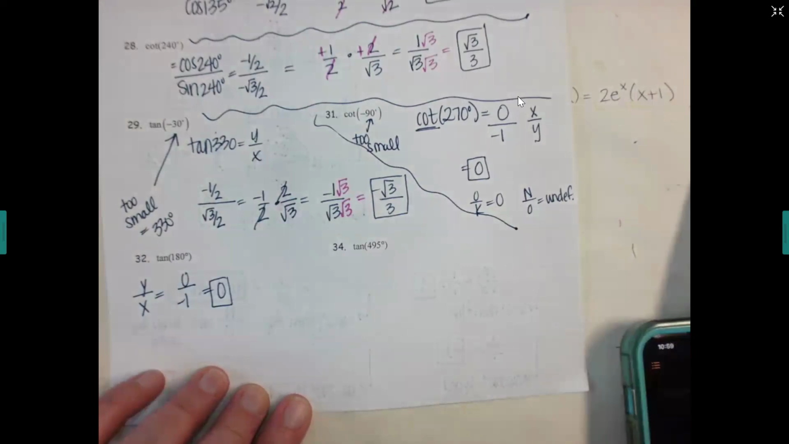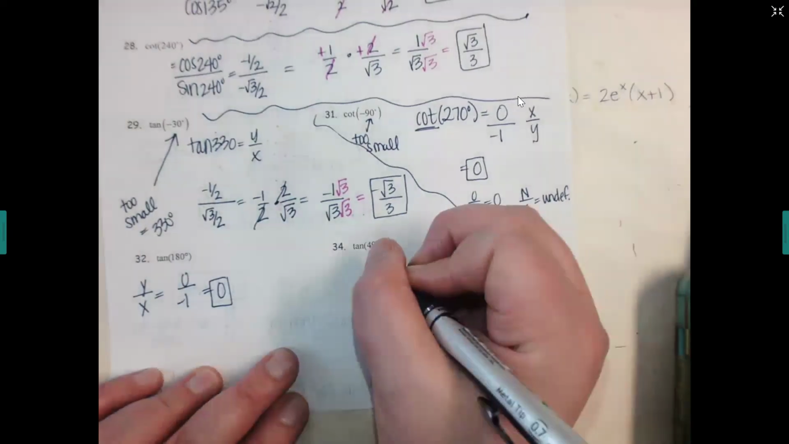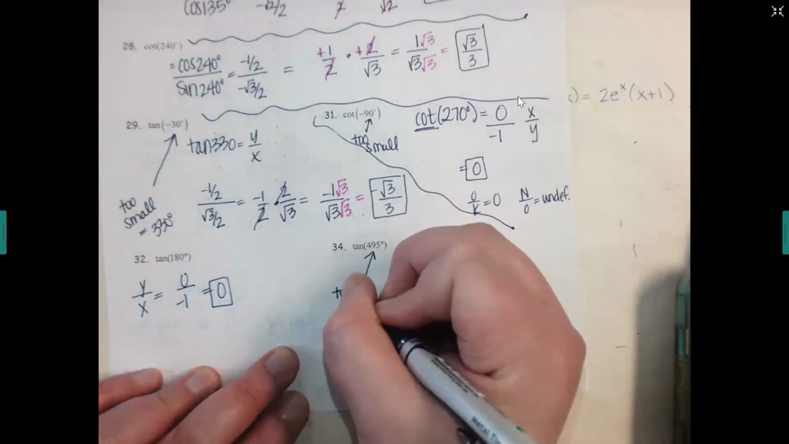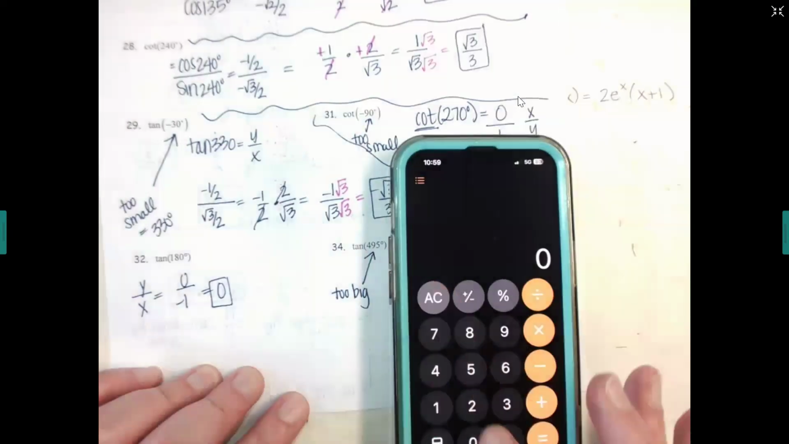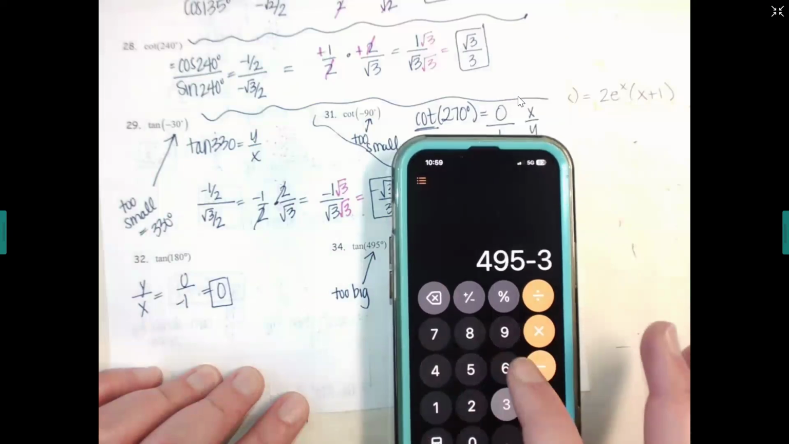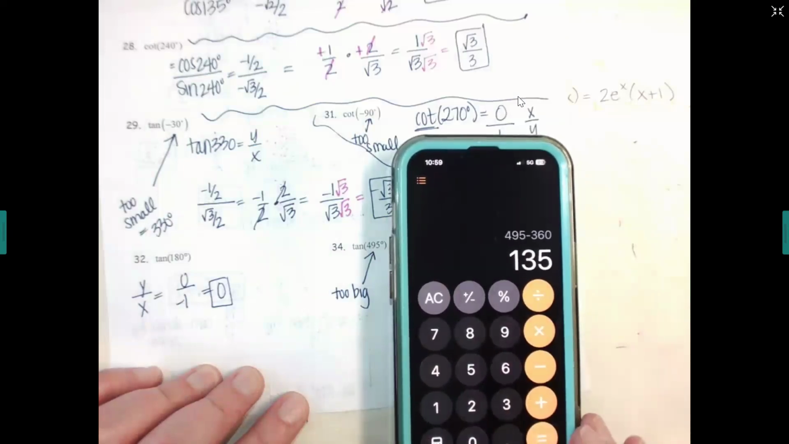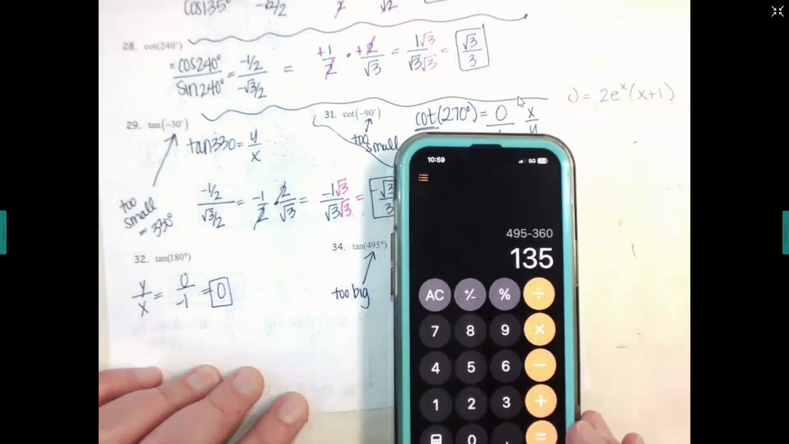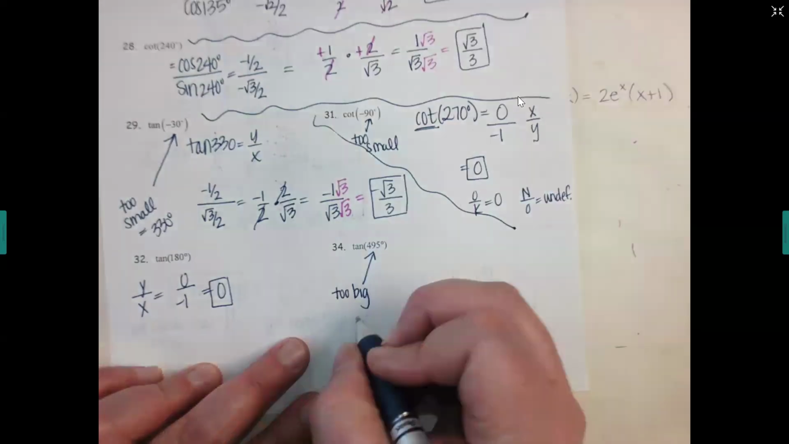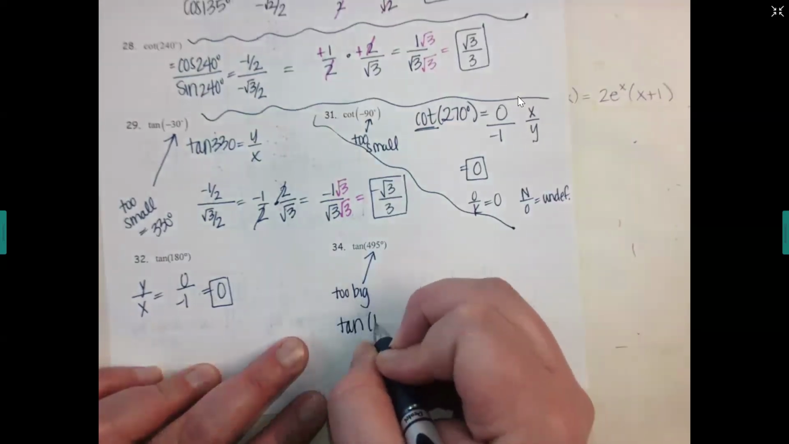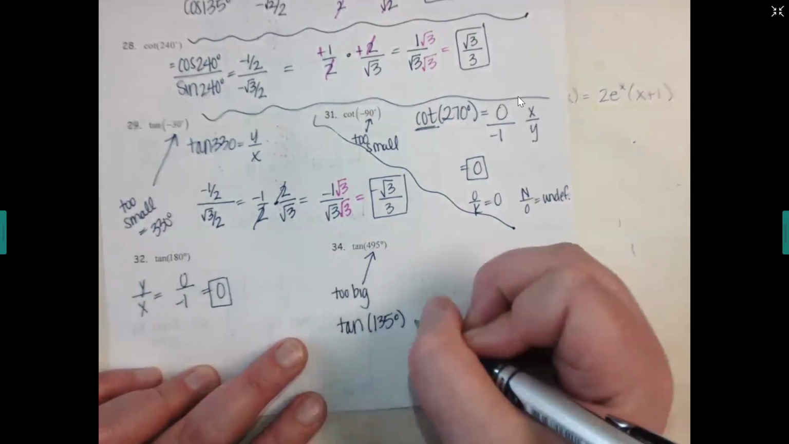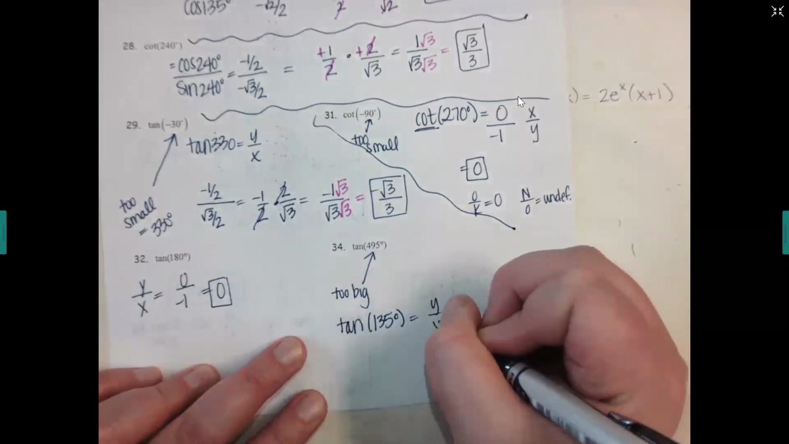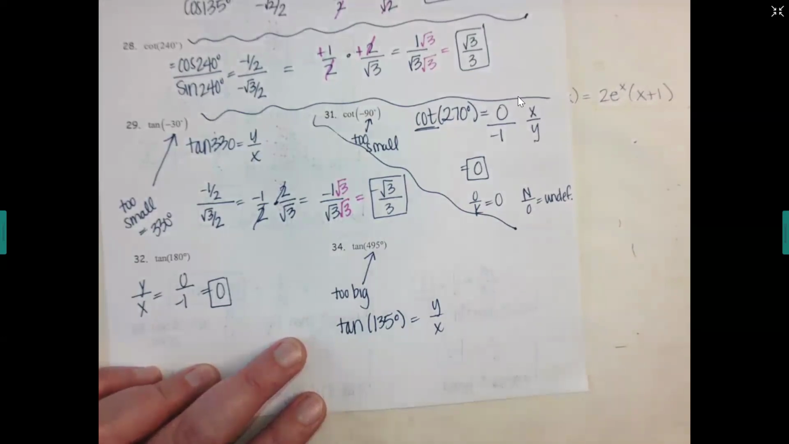Last one. We have tan 495. Oh no, that's too big to be on my circle. So in my calculator, I'm going to do 495 take away 360. Whatever degrees are left over, that's where we'll look on the circle. So I'm going to find the tan of 135 degrees. Remember that tangent is going to be y over x. So find your 135.